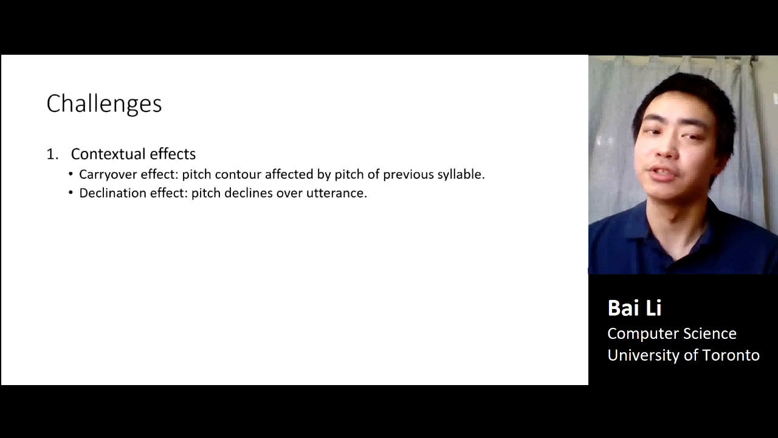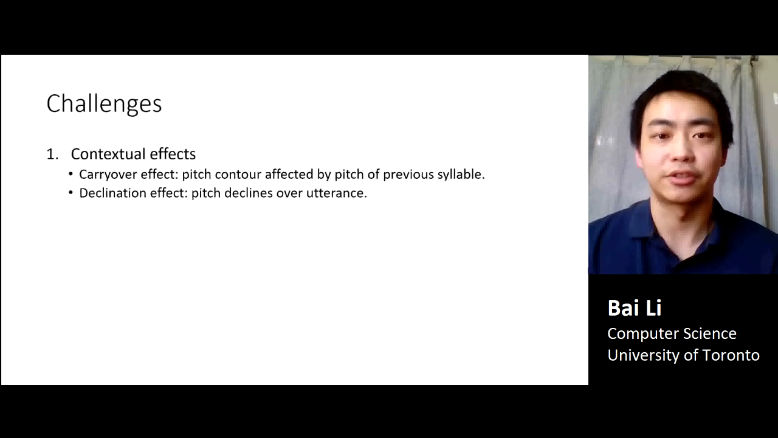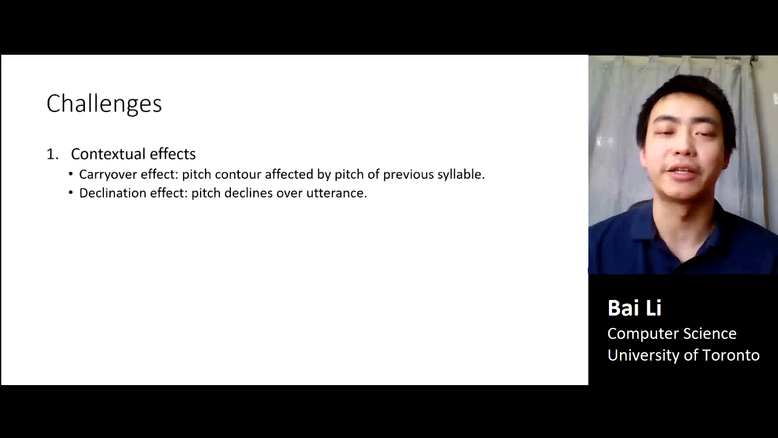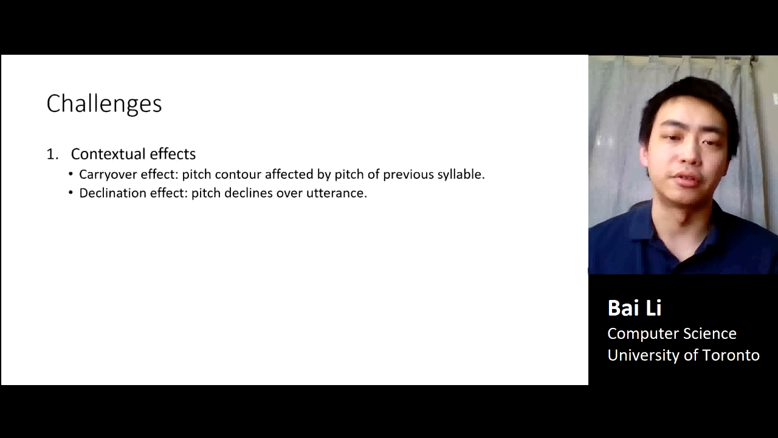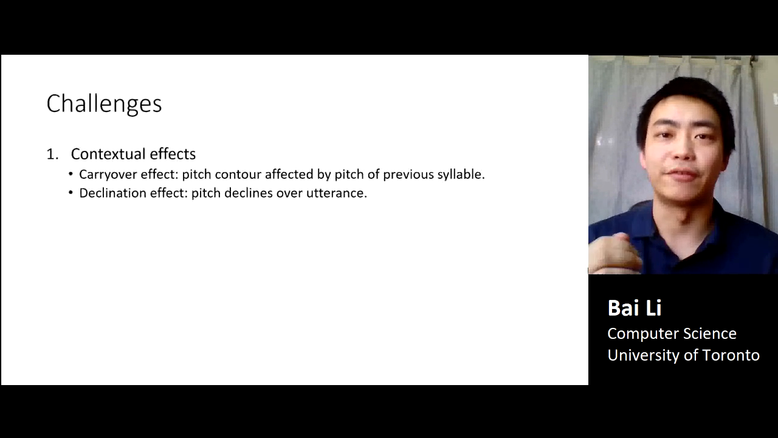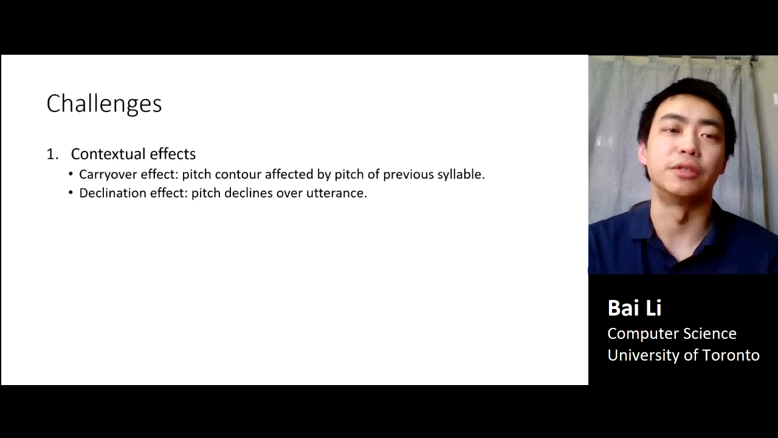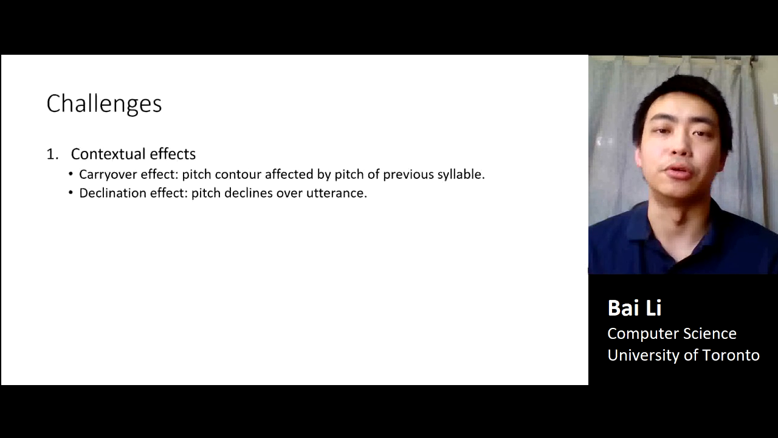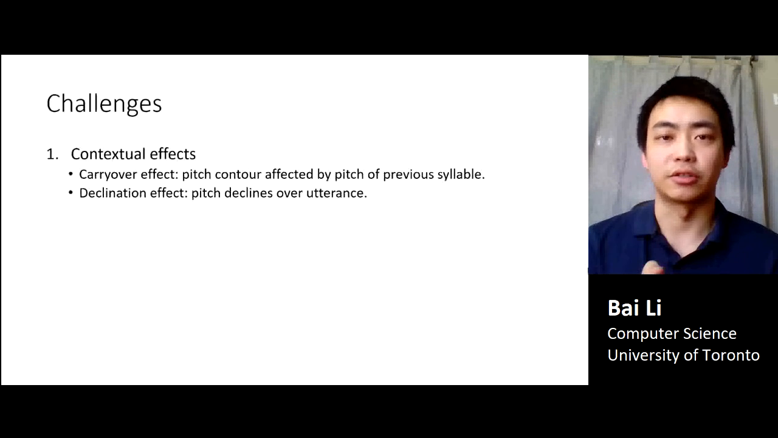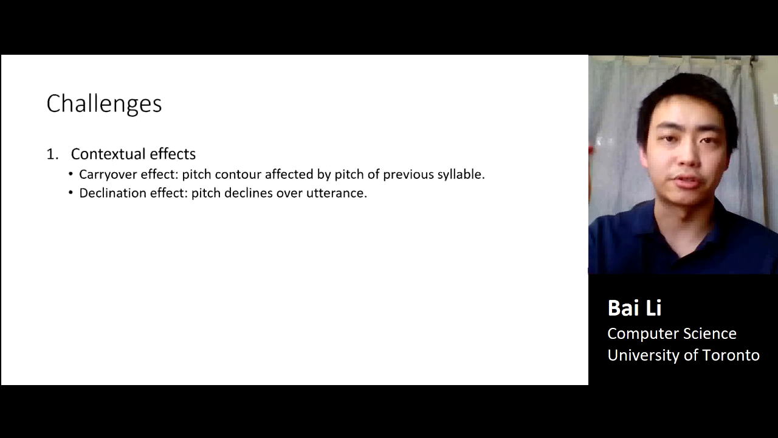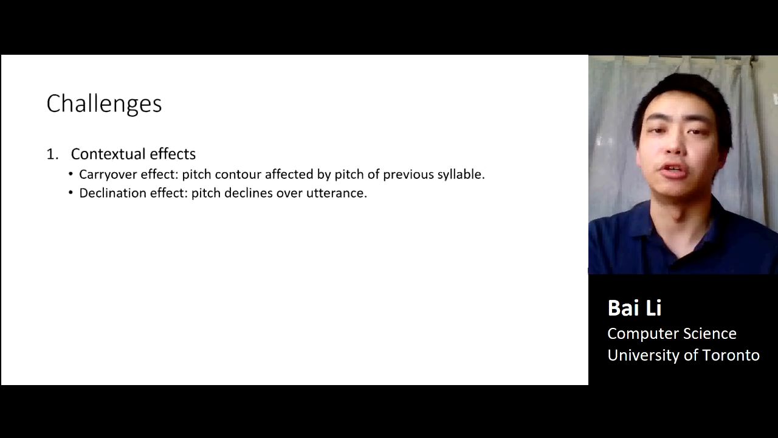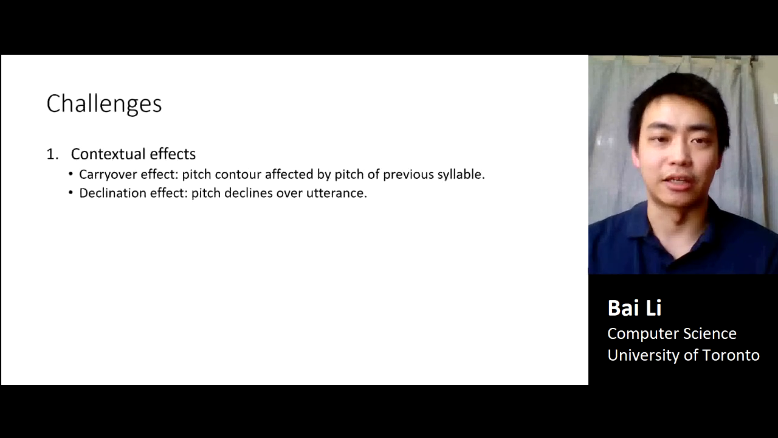So let's talk about what this means. This is one of the challenges of contextual effects, where a syllable sounds different depending on the context. There are two types. First, the carryover effect is when the pitch contour is different depending on where the previous syllable's pitch ends up. If the previous syllable is high or low pitch, it will affect how the current syllable turns out. The second contextual effect is declination. Typically, the pitch of an utterance starts out high at the beginning and then goes lower and lower. This is a common effect cross-lingually.